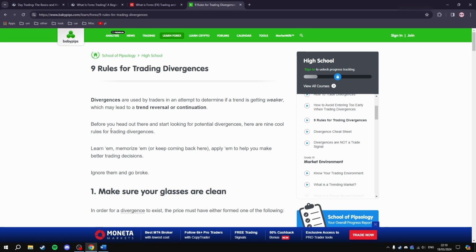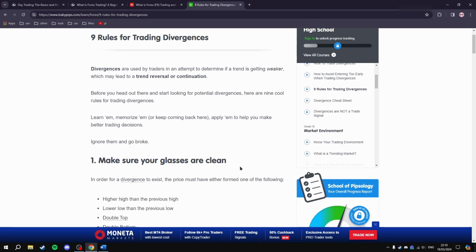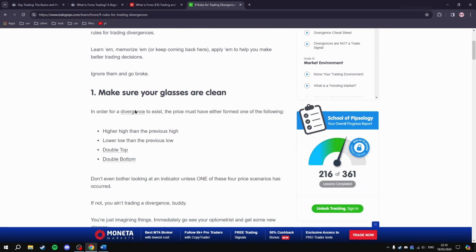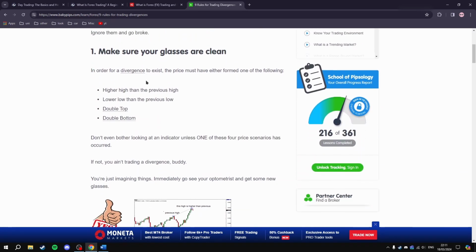Before you head out there and start looking for potential divergences, here are 9 cool rules for trading divergences. Learn them, memorize them, or keep coming back here. Apply them to help you make better trading decisions. Ignore them and go broke. Okay. Make sure your glasses are clean.